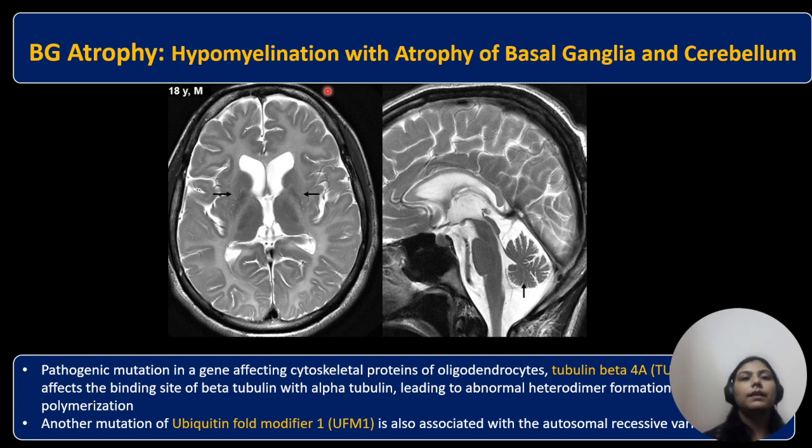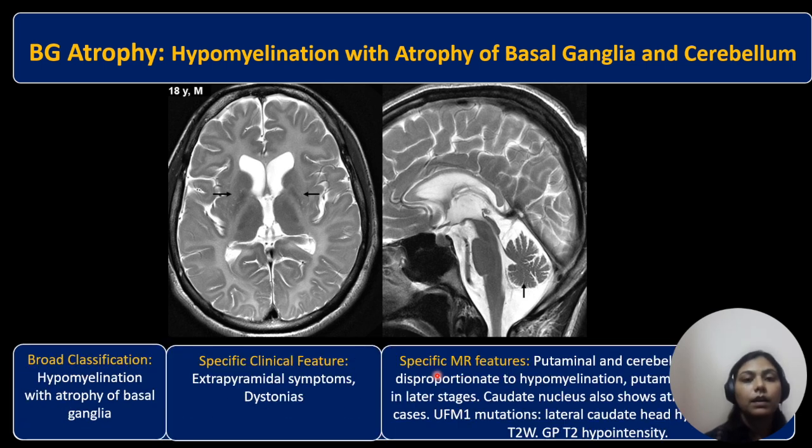Another disease affecting the basal ganglia with the presence of basal ganglia atrophy is hypomyelination with atrophy of basal ganglia and cerebellum. It is caused due to pathogenic mutations in the genes affecting cytoskeletal protein of oligodendrocytes, most commonly the TUBB4A gene. These patients, as the name suggests, show disproportionate basal ganglia, especially putaminal atrophy as well as cerebellar atrophy, disproportionate to the presence of hypomyelination. Now, this may also be seen as disappearing basal ganglia or disappearing putamen in these patients.